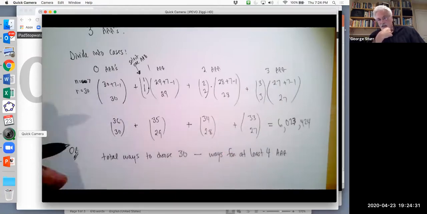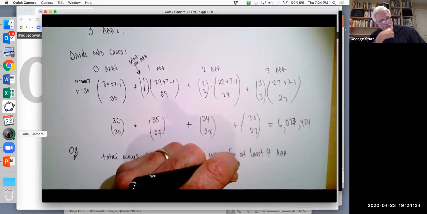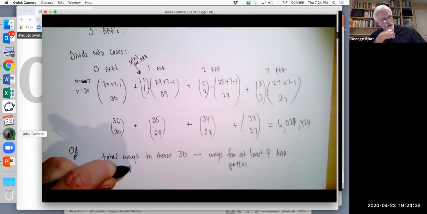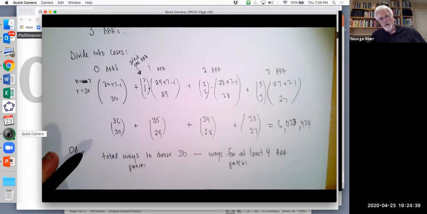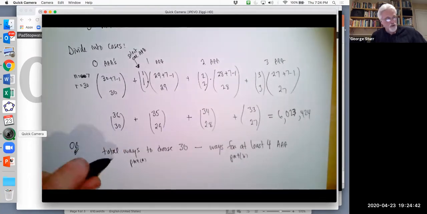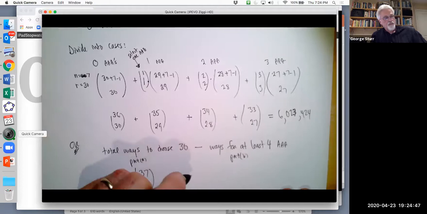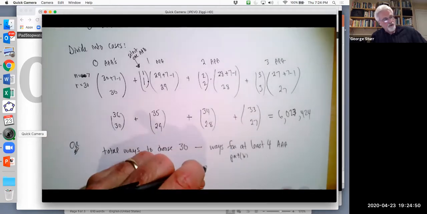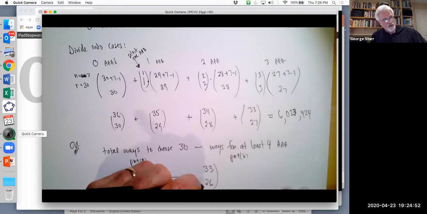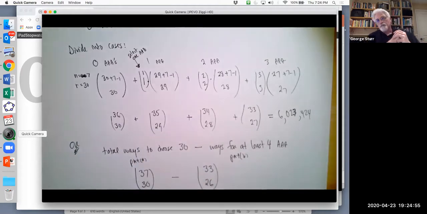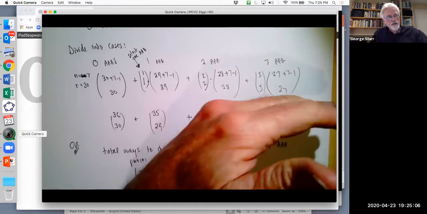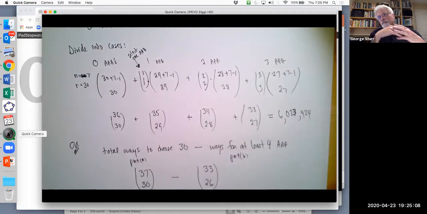And we did this last time. This one was part A. So how many ways to choose 30? It boiled down to 37 choose 30. At least 4 boiled down to 33 choose 26, and you get the same answer. Pointing out to you that sometimes with counting problems, you can find alternate ways to do the same thing. If you're confident that that made sense, then you should get the same answer, and you do.